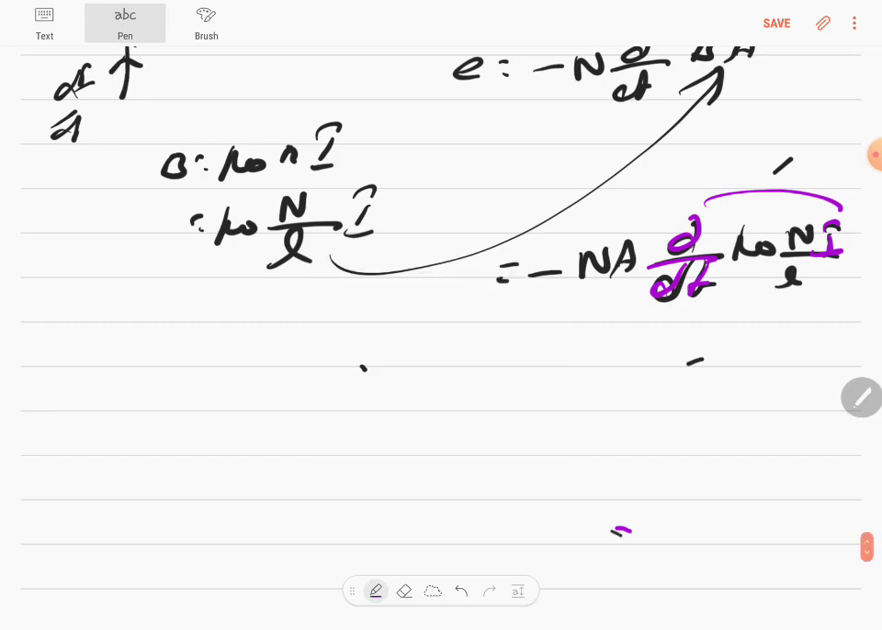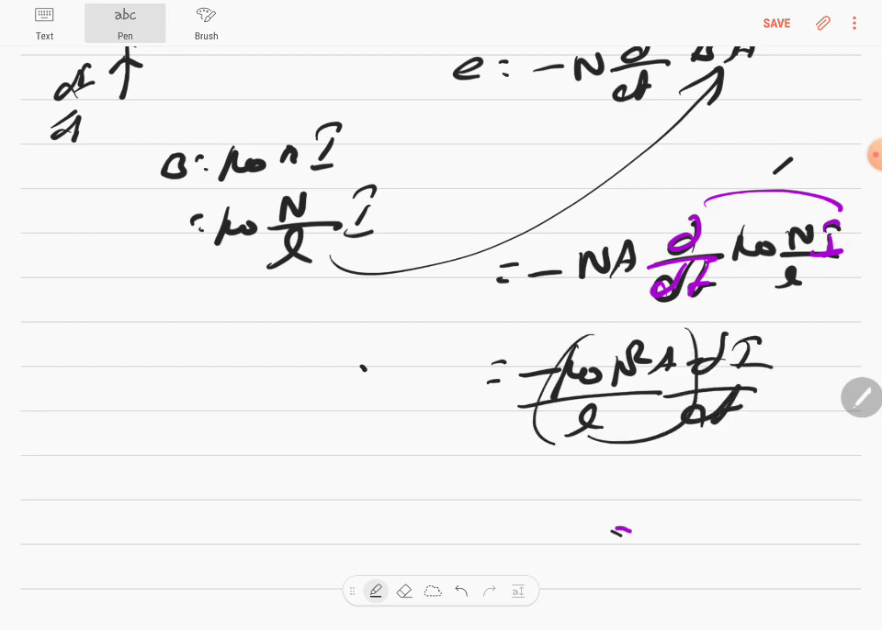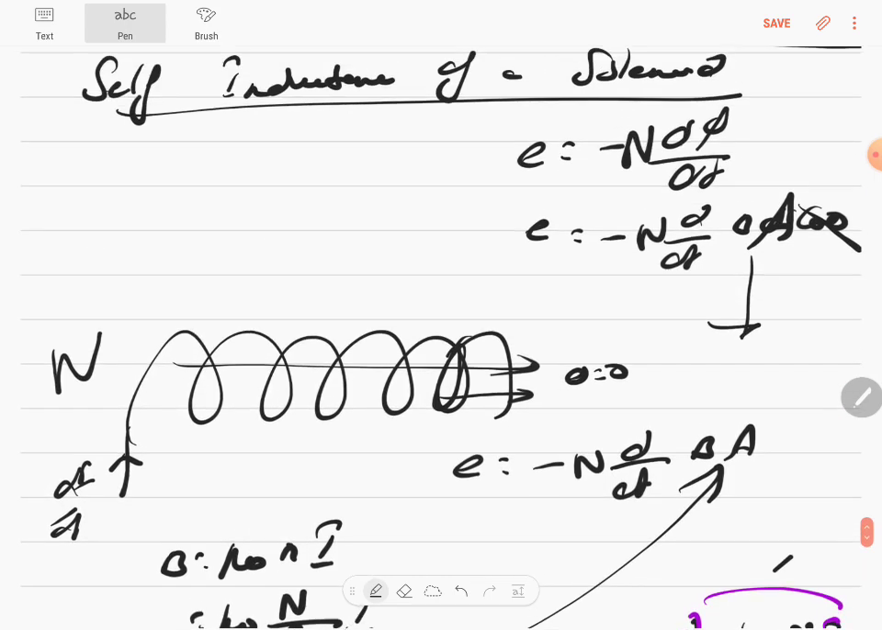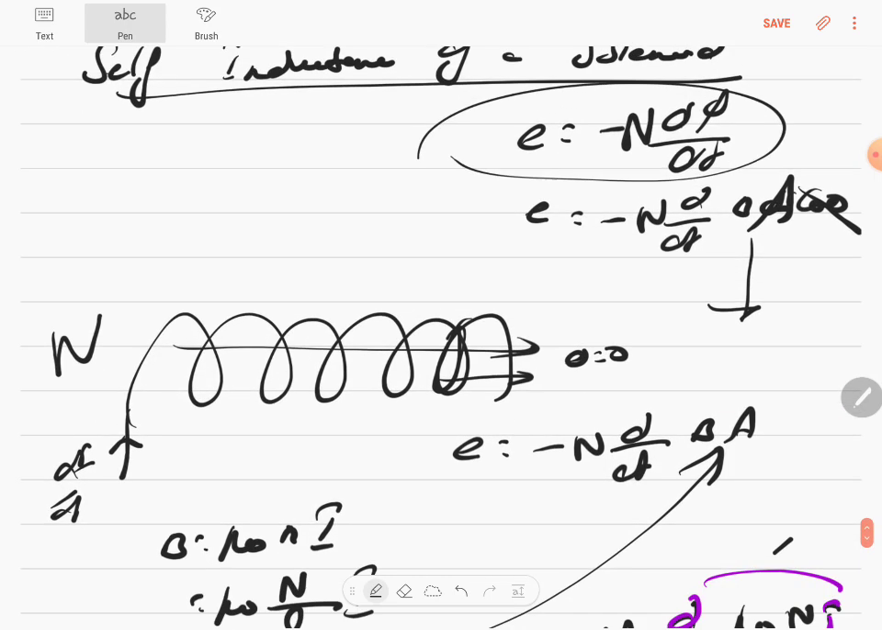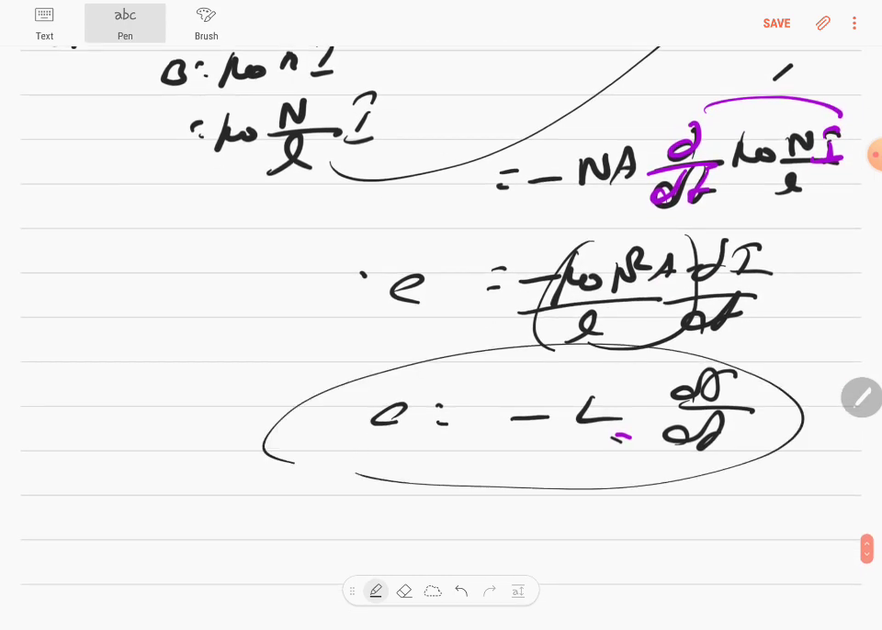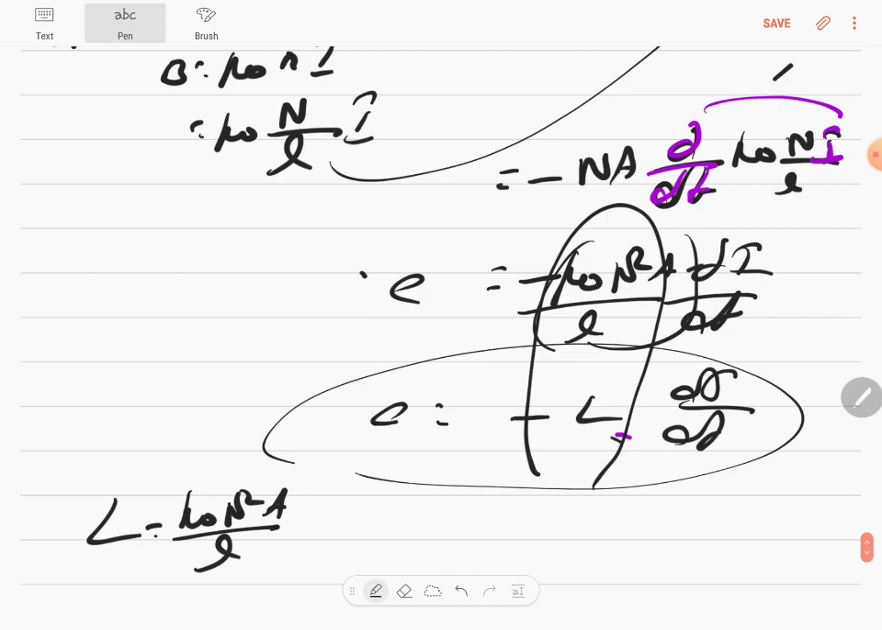On grouping, you get minus μ0 N² A by L into dI/dt. Minus μ0 N² A by L. This is like E is equal to minus L into dI/dt, like the second part of the lesson. The first part of the lesson was minus n into dφ/dt; starting from that, I have brought in the second part. So patching this up, the self-inductance of a solenoid is μ0 N² A by L, well, capital N² into A by L. Are you clear? This is very, very important.